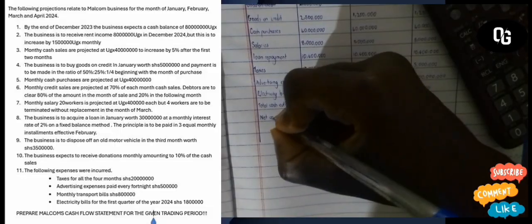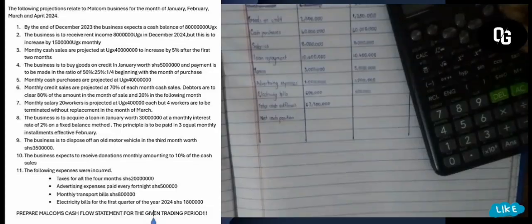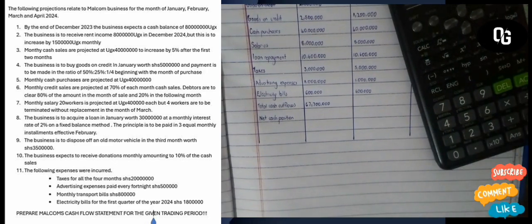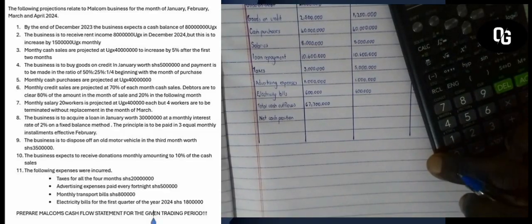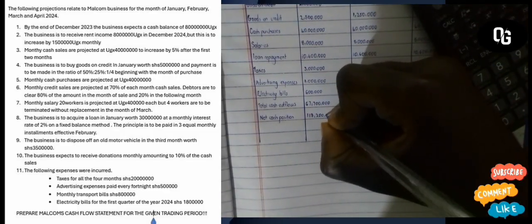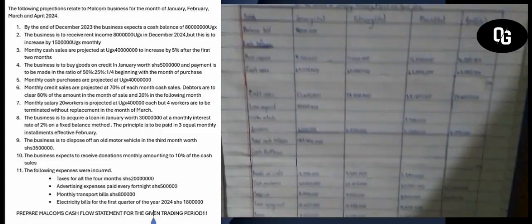So then we calculate our net cash position. Our net cash position we should obtain from subtracting the total cash outflows from the total cash inflows. This should give us 118,200,000. So we go ahead and move on.